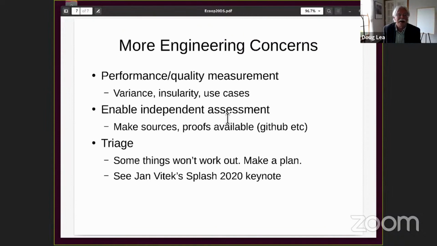And finally, some things just don't work out. Make a plan. And maybe your plan is, oh, I'm finally going to watch Jan Vitek's keynote from Monday, Splash 2020, where Jan talks about entire research projects that built up and crashed down, and how he still got the senior ECOOP award. All right, that's the talk.